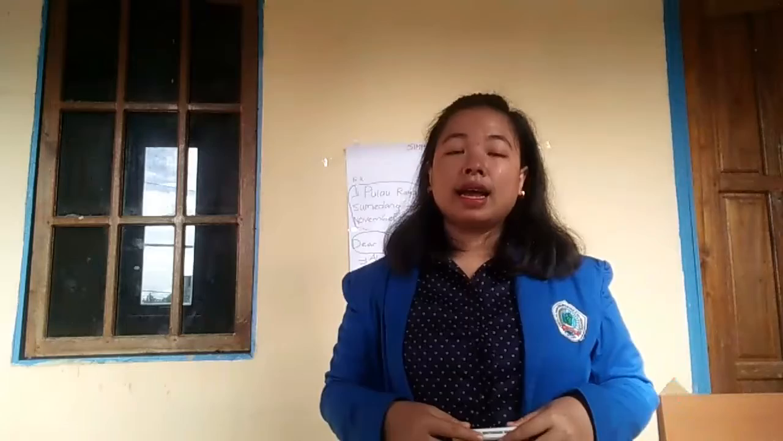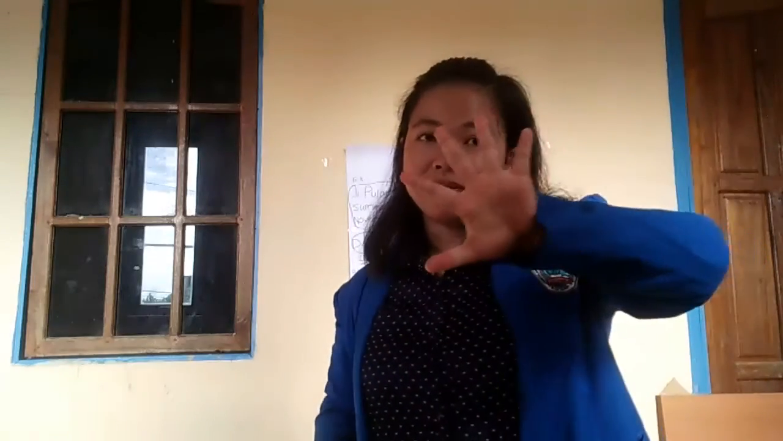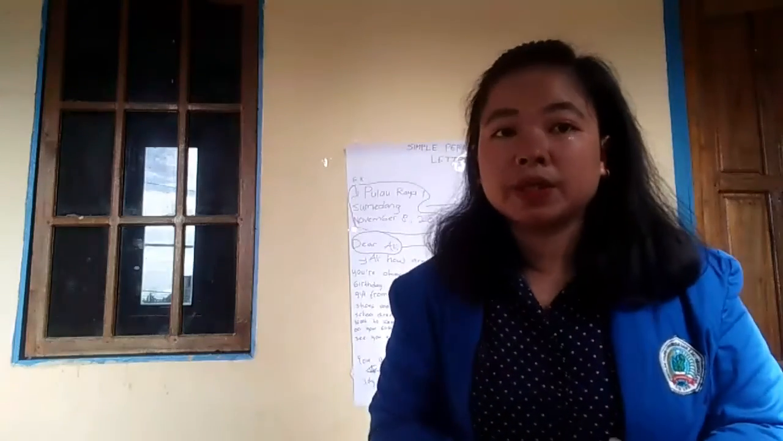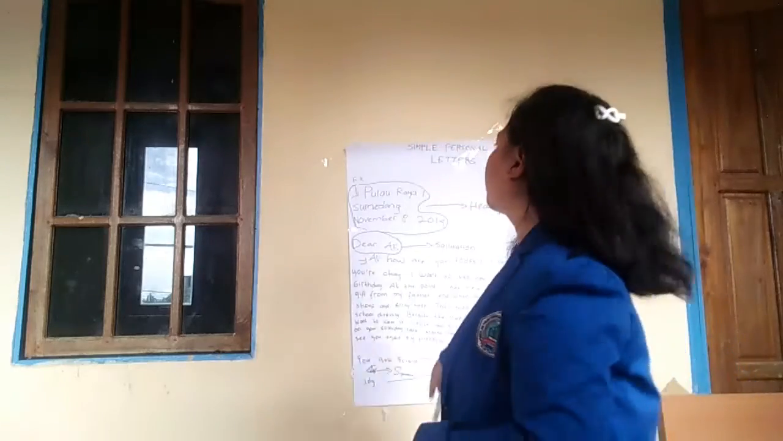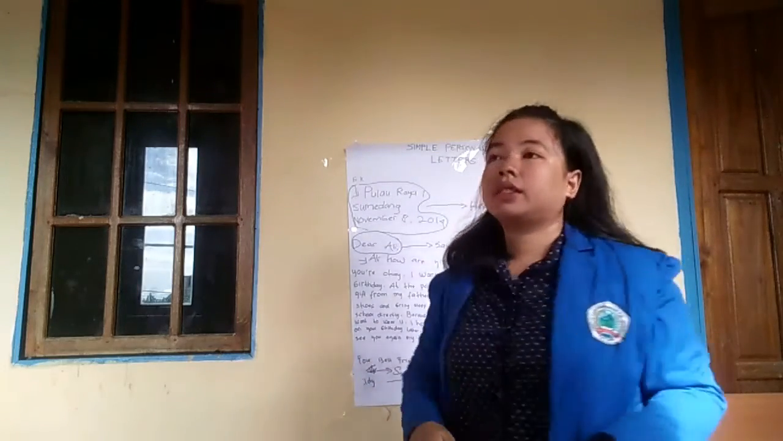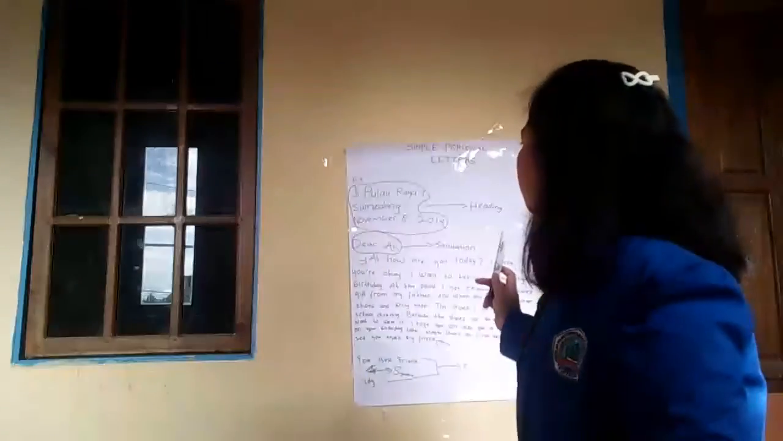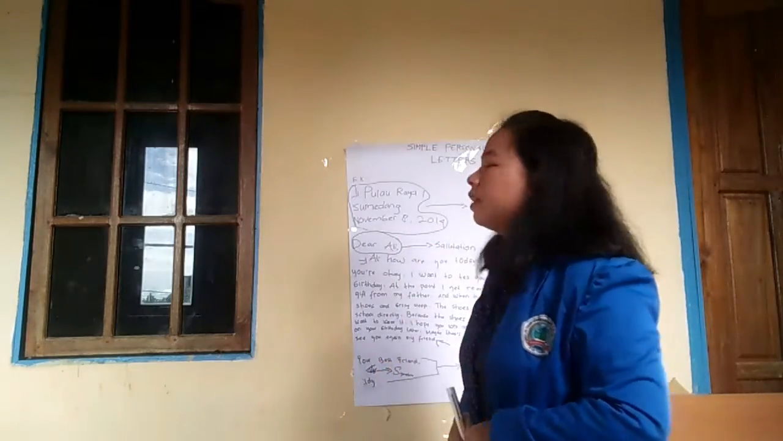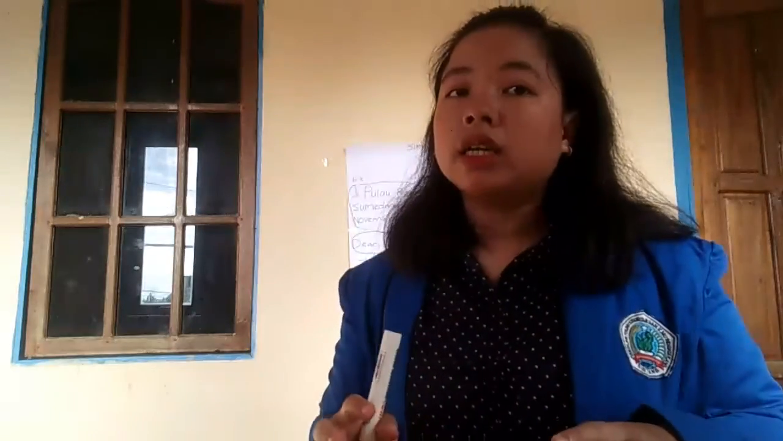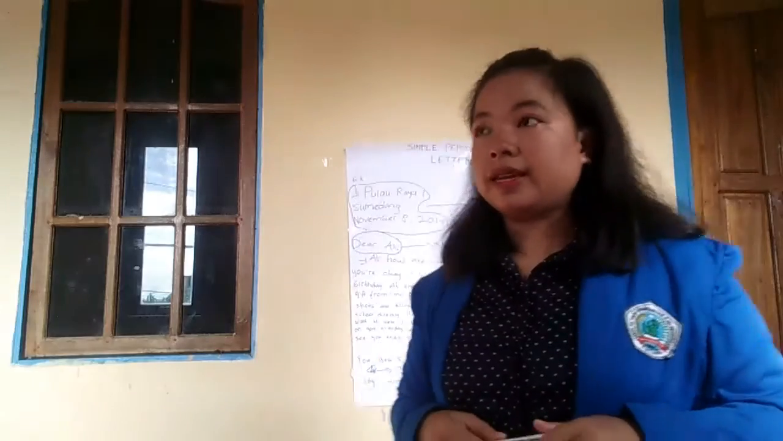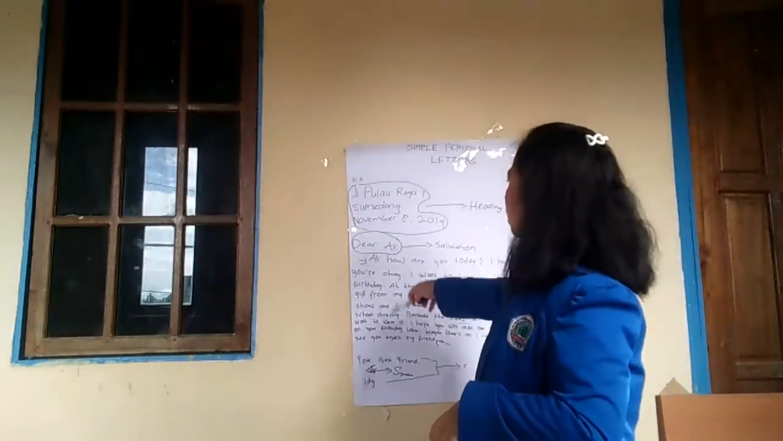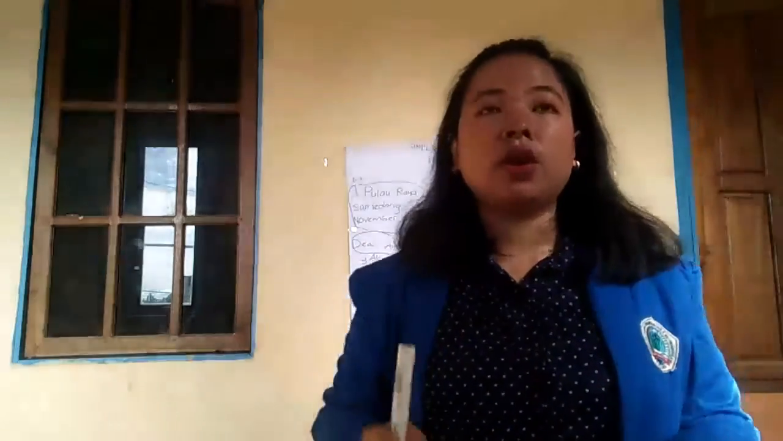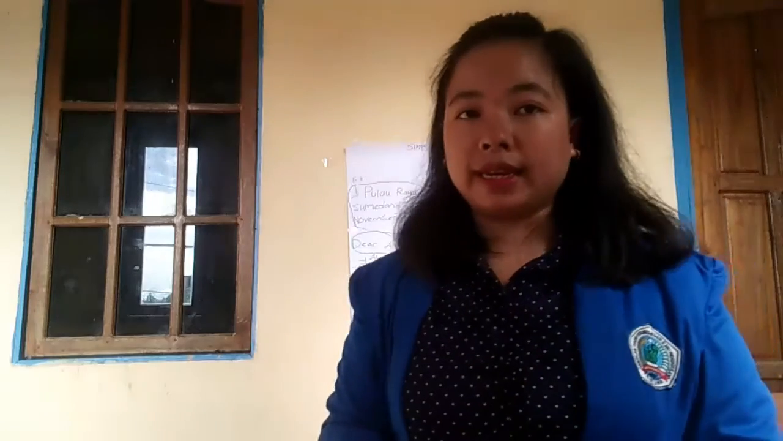Okay, next I want to explain the five parts of a simple personal letter. The first is the heading. The heading is the address, for example the village of the person who writes the letter, and the home, so that the reader knows about the writer.